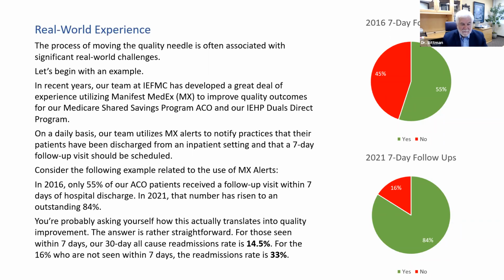for readmissions. So in 2016, only 55% of our ACO patients actually had a follow-up within 7 days of being in the hospital. In 2021, only 5 years later, now 84% of our patients in the ACO get followed within 7 days. That jump from 55 to 84 is pretty spectacular. And you're probably saying to yourself, this is an aberration. How could they possibly be doing so well?